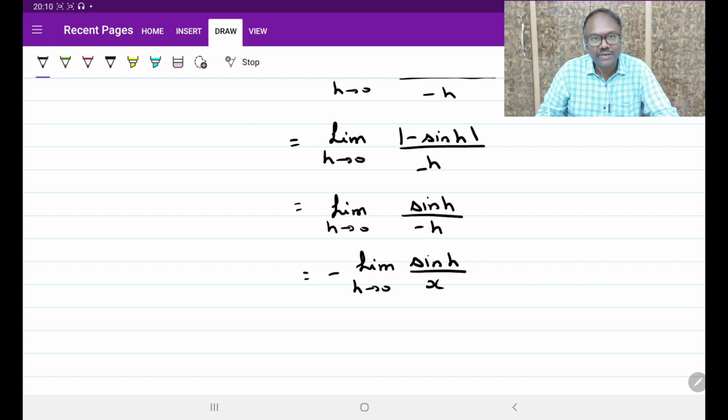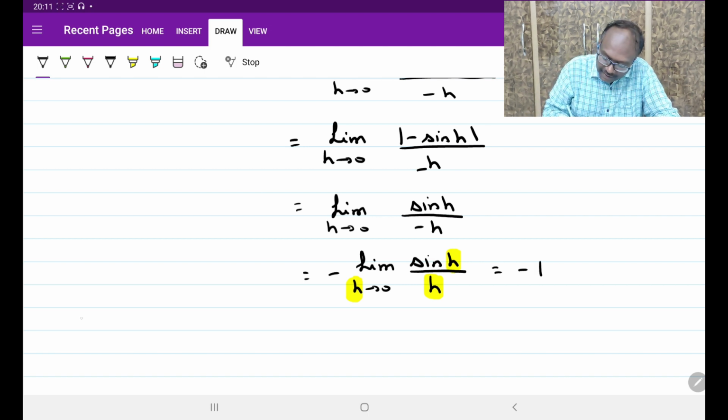In the previous video I explained how to evaluate the limit in the form of limit x tends to 0 sin x by x, and that is equal to 1. So this is h. The angle of the sine, the denominator and the tending value are the same: sin h by h as h tends to 0. If all these three are the same, then the answer is 1. So this is equal to minus 1.